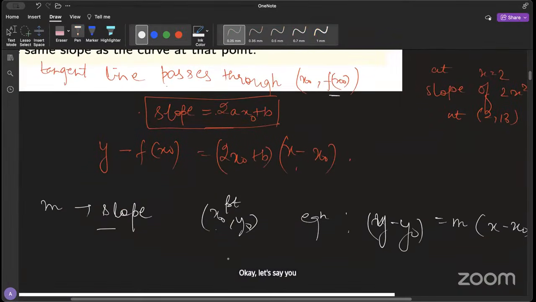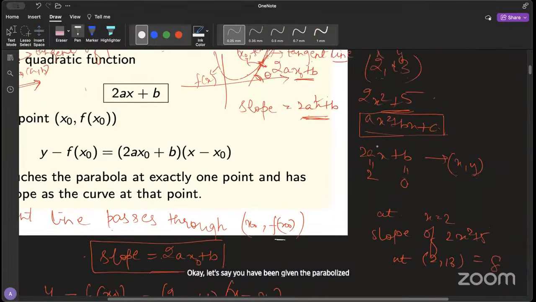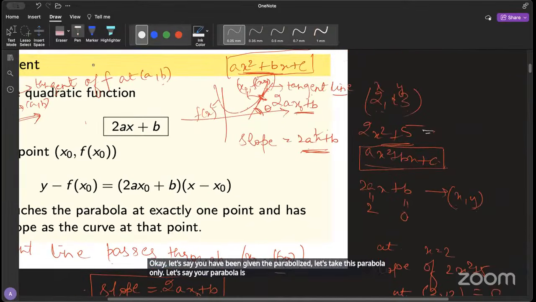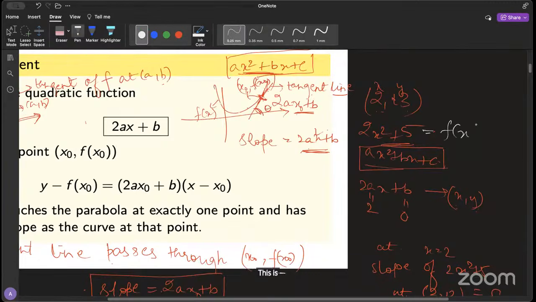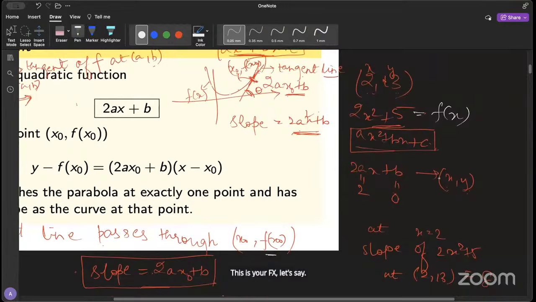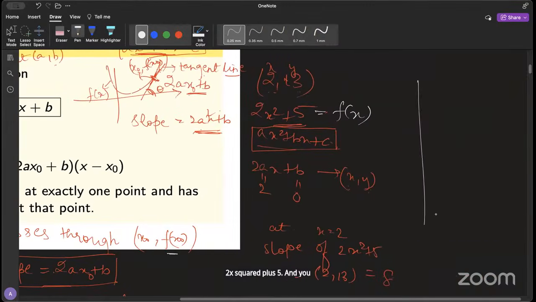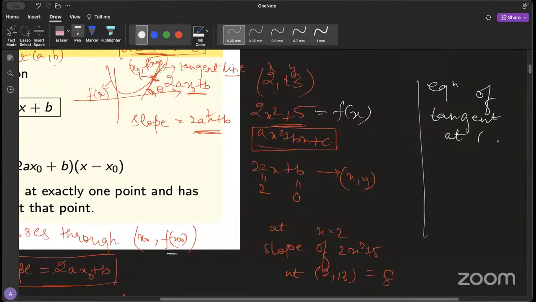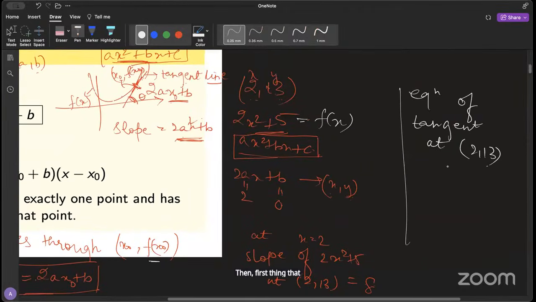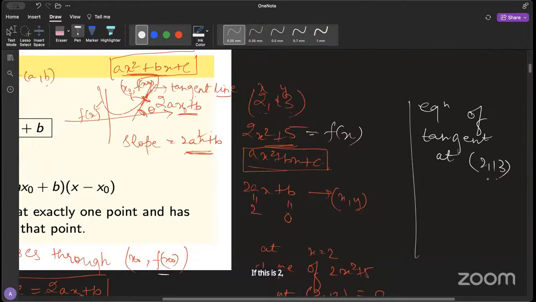Ma'am, could you give an example on numerical? Okay, let's say you have been given the parabola, let's take this parabola only. This is your f x, let's say 2x square plus 5. And you have to find the equation of tangent at 2, 13. Then first thing that you do is, if this is 2, 13, first thing you need to find the slope of this parabola at 2, 13. So what is slope of 2x square plus 5? 4x.